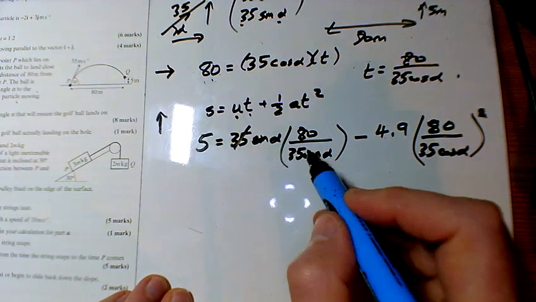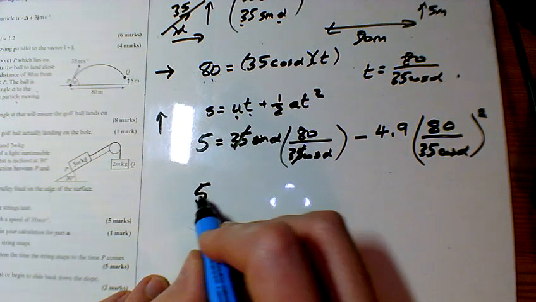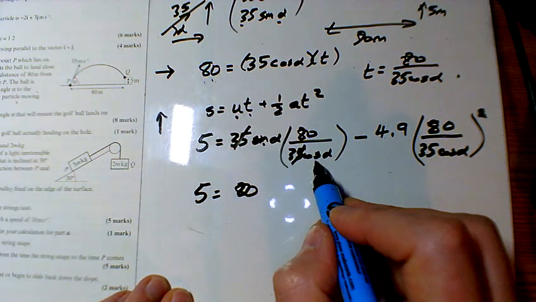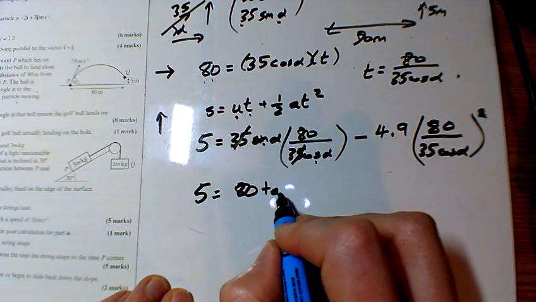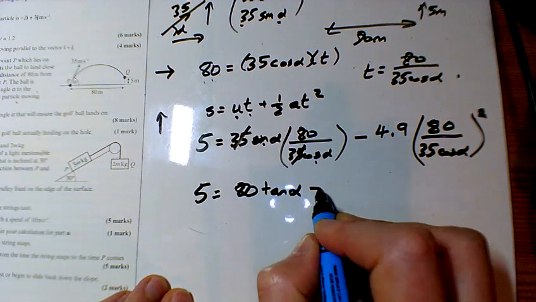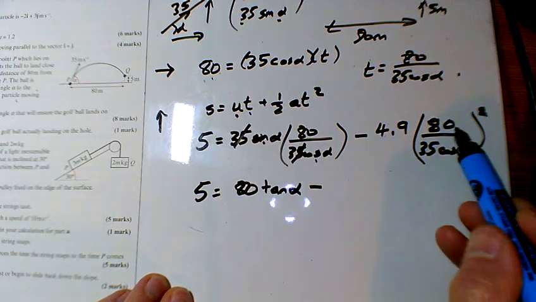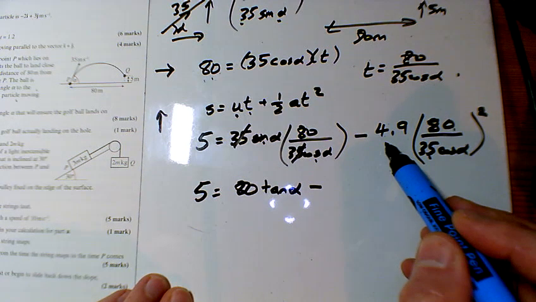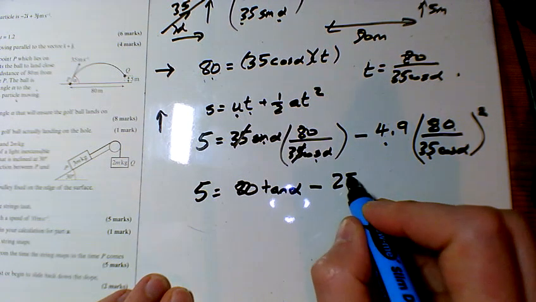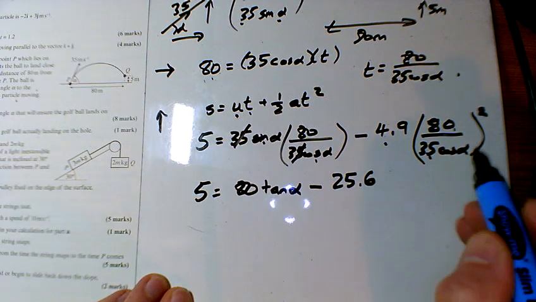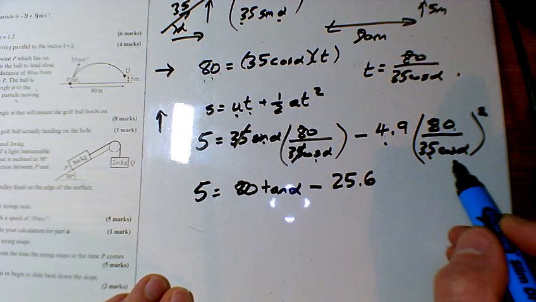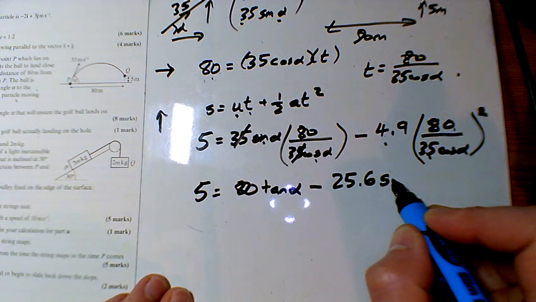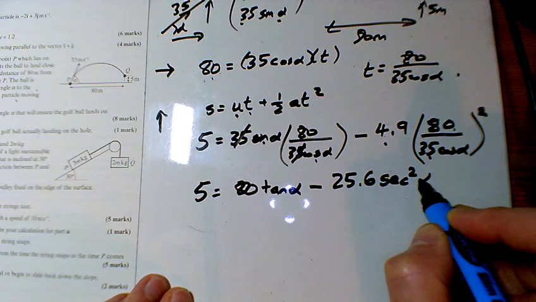Look, those 35s there are going to cancel, and then I've got 80 here, and I've got a sine alpha over a cos alpha, and so there I've got a tan alpha. Now I can do some tapping here. I can do 80 squared divided by 35 squared times by 4.9, and that gives me 25.6. But it's also giving us a cos squared on the bottom. And of course, cos squared on the bottom is a sec squared alpha.